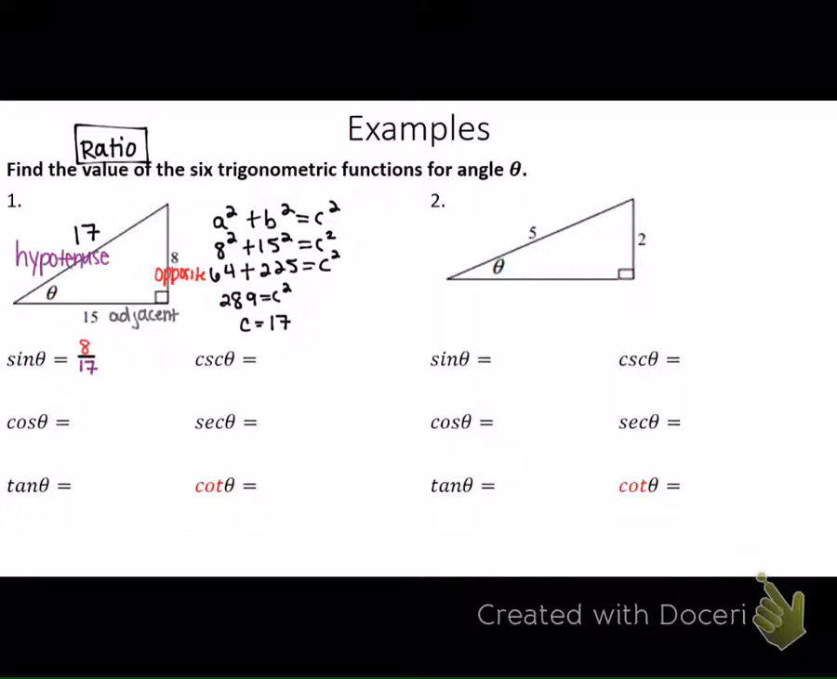Okay, Kylie. The cosine is adjacent over hypotenuse. So what is my adjacent? 15. So it would be 15 over?